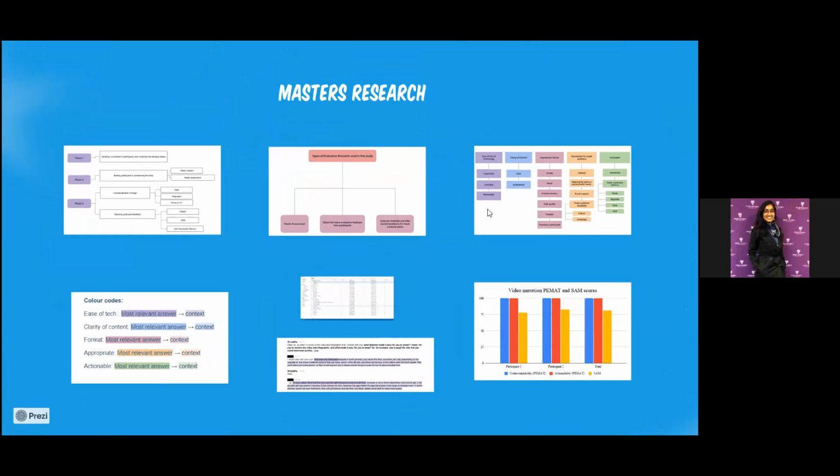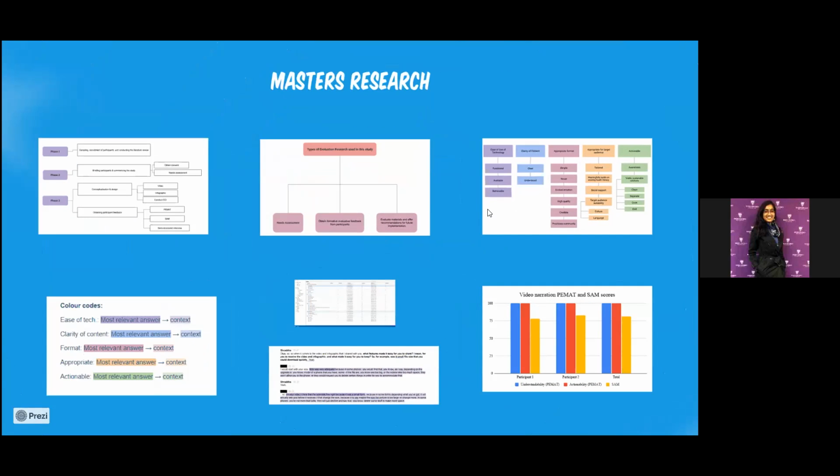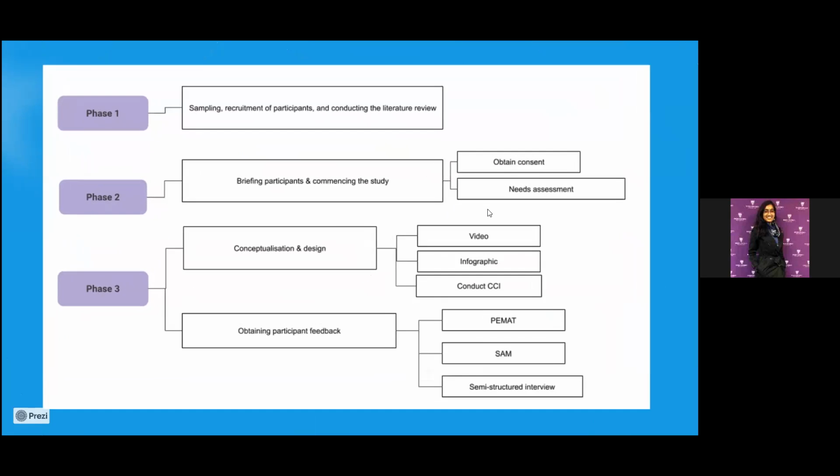Now I will be taking you through my master's from methods, results, and analysis in its entirety through these pictures. So there were 3 phases to my research. The first one was to conduct the sampling, and I'm sure based on the previous speaker's very informative presentation, sampling is something everyone knows. So this was the recruitment of participants and my conducting of the literature review. Second phase was briefing the participants and commencing the study. And here is where you can see the needs assessment in phase 2.